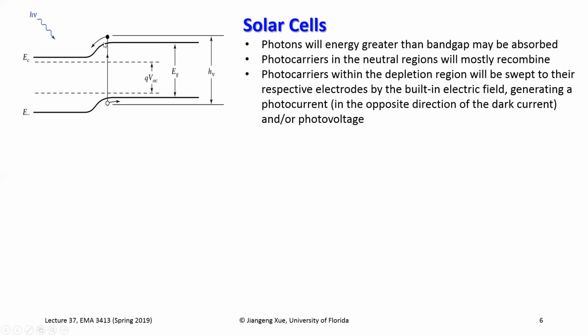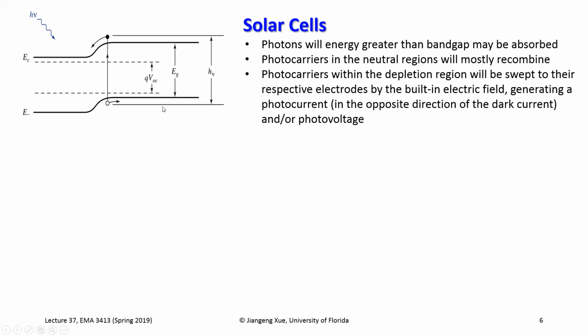However, for photons absorbed in the depletion region that result in electron-hole pairs, the built-in electric field in the depletion region will sweep the electrons and holes in different directions. That will result in a photocurrent. And note that the photocurrent runs in the opposite direction of the dark current. The dark current goes from the P side to the N side. However, the photocurrent goes from N to P, not from P to N. So they are in opposite directions.